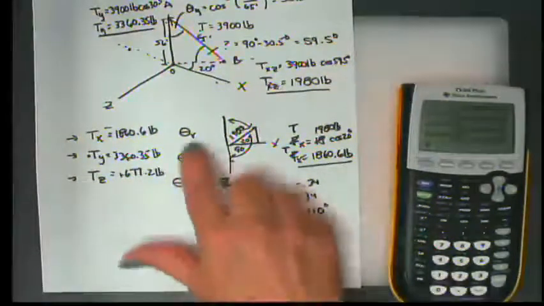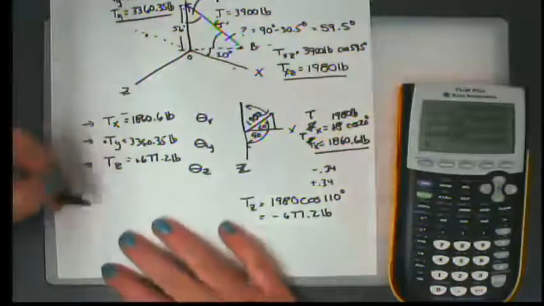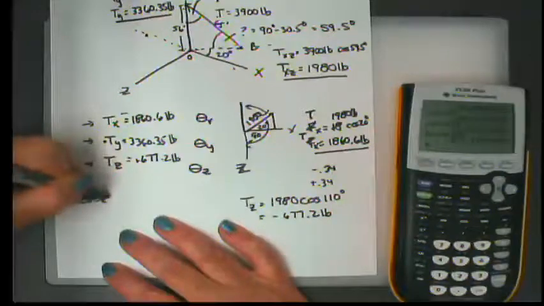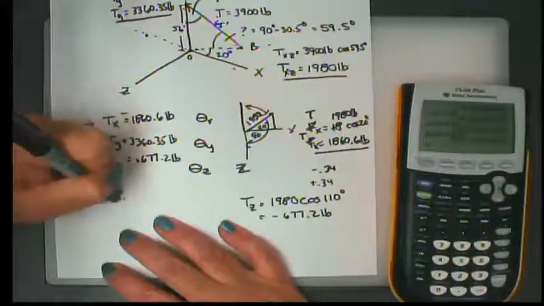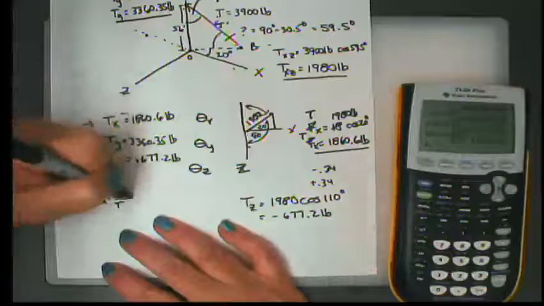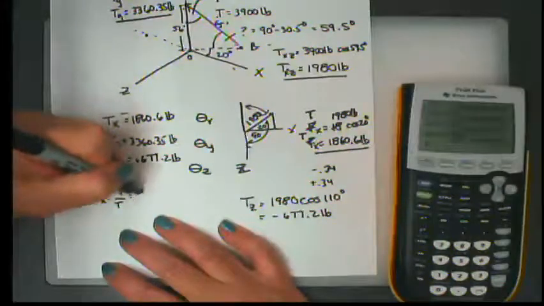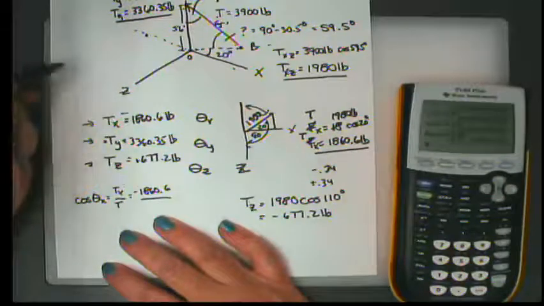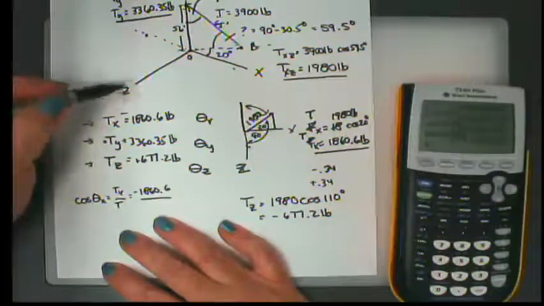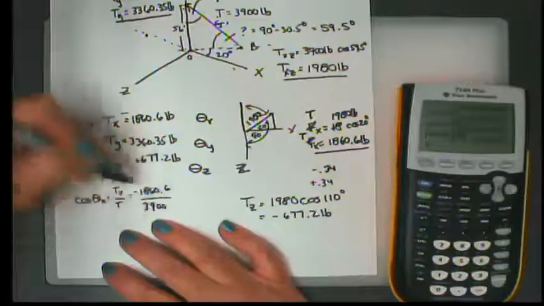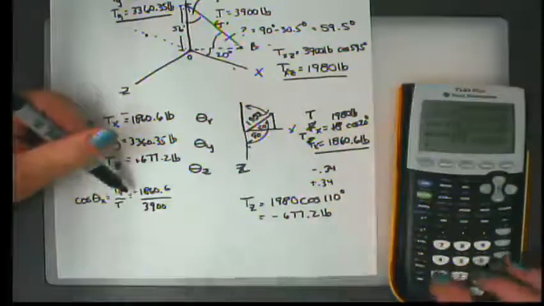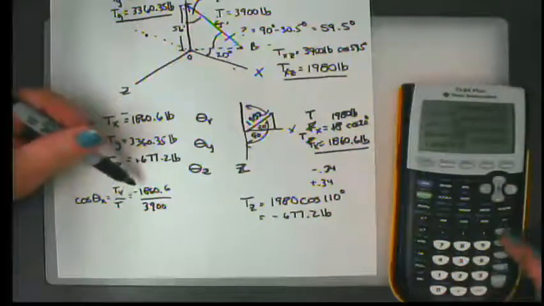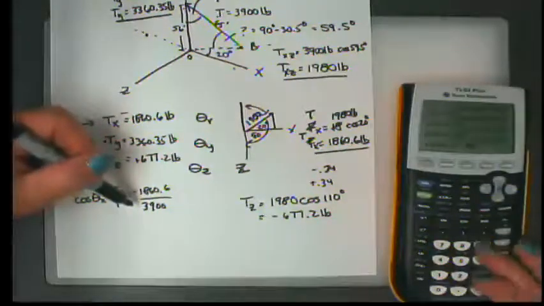Okay? So now how do we find our thetas? Well, we know that the cosine of theta x is equal to T sub x over T, which is negative 1860.6 pounds over the entire tension, which is 3,900 pounds, or the cosine of theta x is 1860.6 with a negative sign, divided by 3,900.